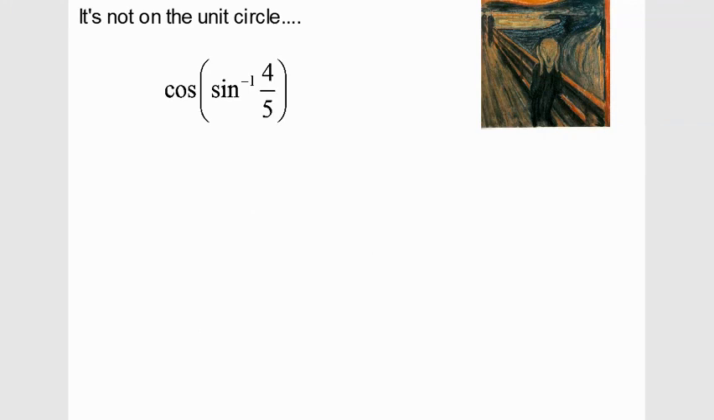This composition asks us for the cosine of the angle whose sine is 4/5. So remember, that's really just asking us for the cosine of some angle theta that we don't know yet. Well, the problem is a sine of 4/5 is not on the unit circle. So what do we do if it's not on the unit circle? It's not super scary. We're just going to draw a triangle.